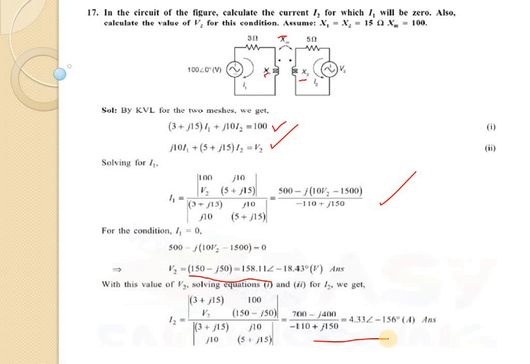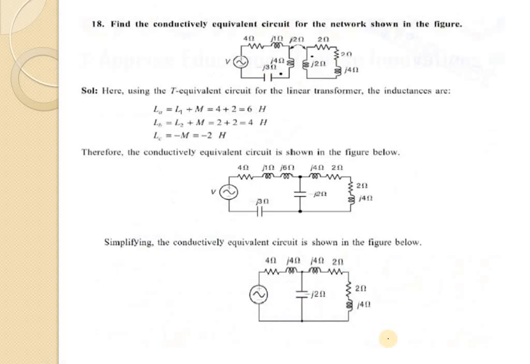So problems are simple, but you just need to understand what is the mutual coupling and where the dot conditions are actually true. So it will be plus or minus. That is the main concept here for solving the problems. And other concepts, just like KVL equations, are required to solve this kind of problem related to mutual coupling.